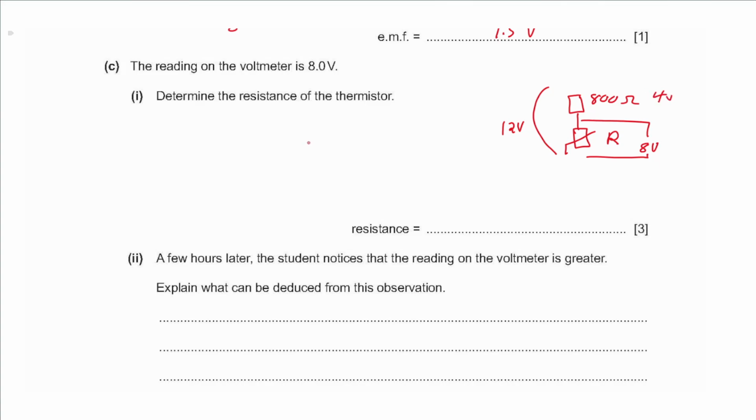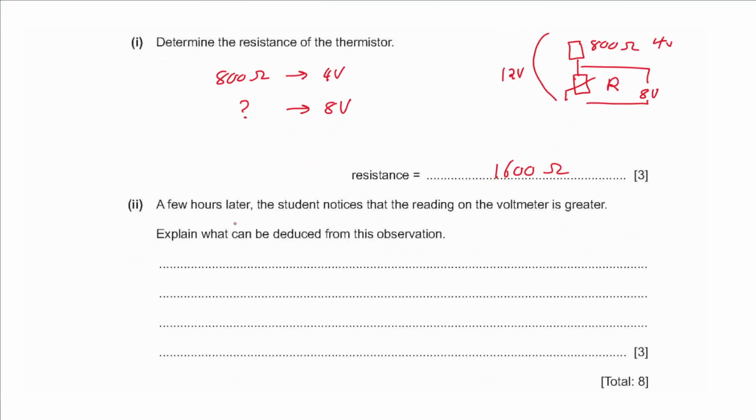And in a potential divider circuit, the voltage is proportional to resistance. So if 800 ohms takes 4 volts, how many ohms receive 8 volts? So we do cross multiplication, 8 times 800 divided by 4. That gives an answer of 1600 ohms or 1.6 kilo ohms.